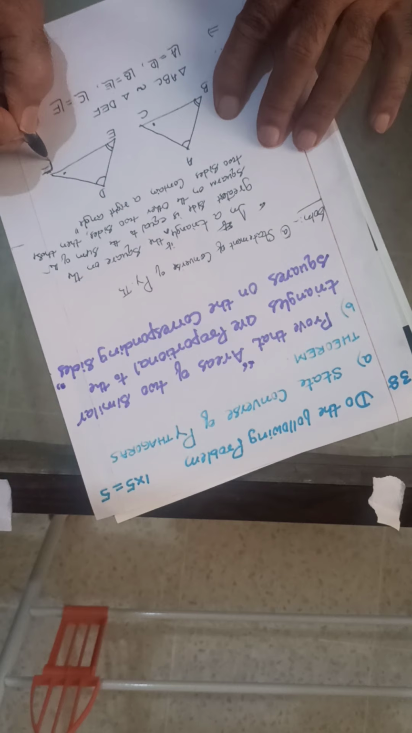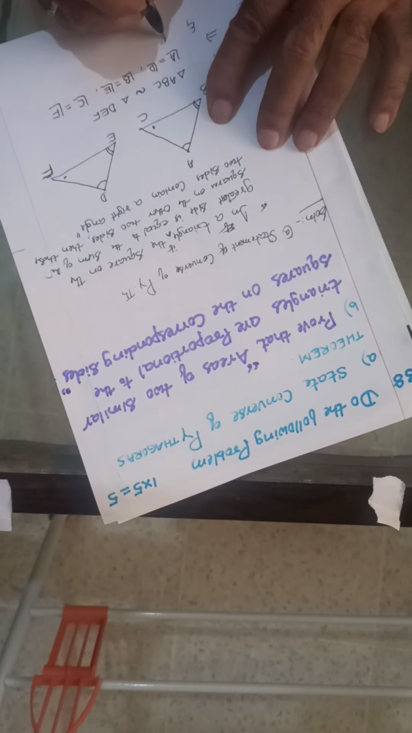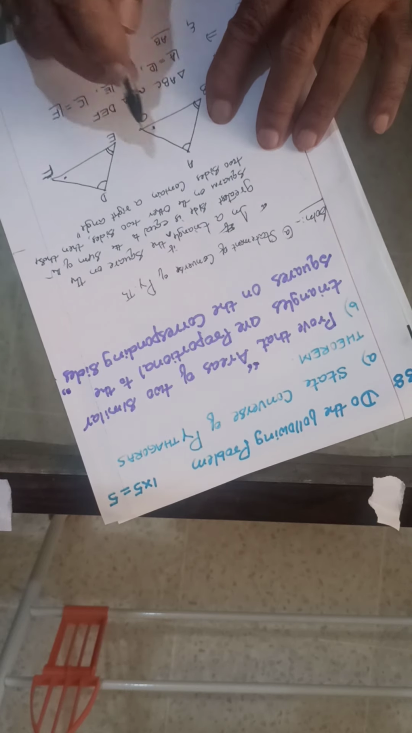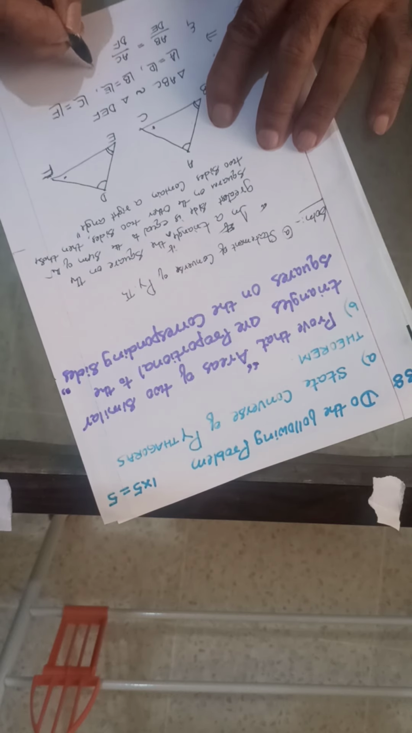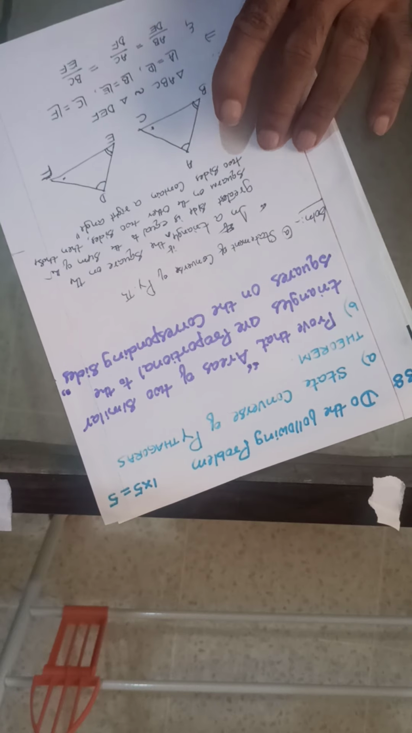Also, you have to write this proportionality. These two sides are corresponding sides, opposite to C and opposite to F. AB divided by DE is equal to AC divided by DF is equal to BC divided by EF. So it comes under data.